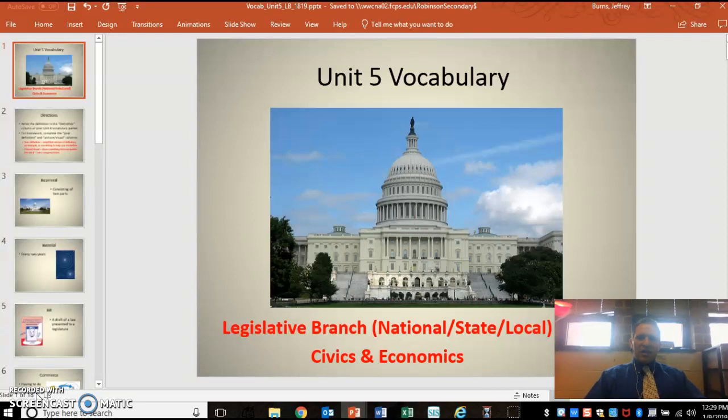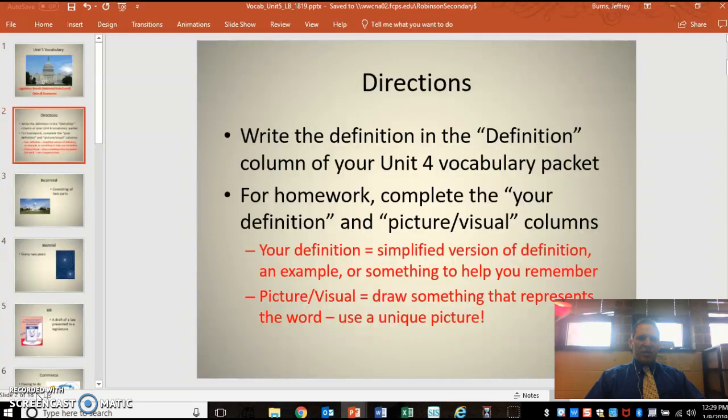Okay, so this is Unit 5 vocab legislative branch. Remember the definitions that you're going to write down now. You have to do your definition or example and the colored picture and visual columns for homework. And you should have that done by the day of the quiz. Make sure those definitions are unique, your own definitions or examples. Make sure those pictures as well.